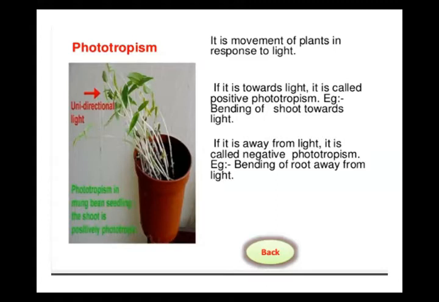It is called positive tropism, bending of the shoot towards the light. If the shoot system is moving towards the light, it shows positive tropism, phototropism. But in the case of the root, they move towards the soil, and it shows negative tropism.